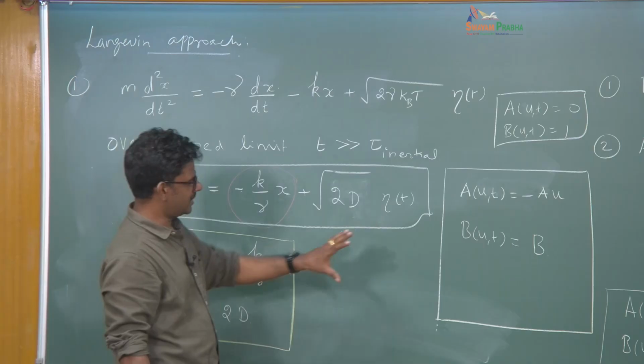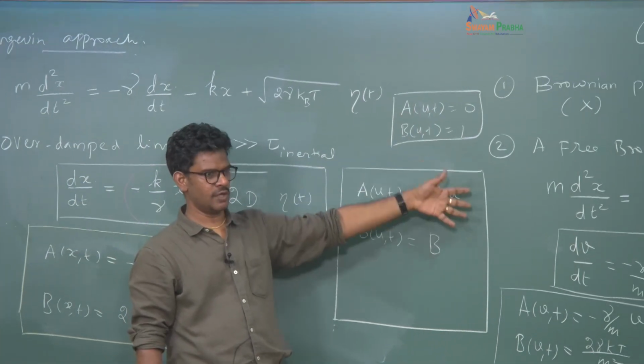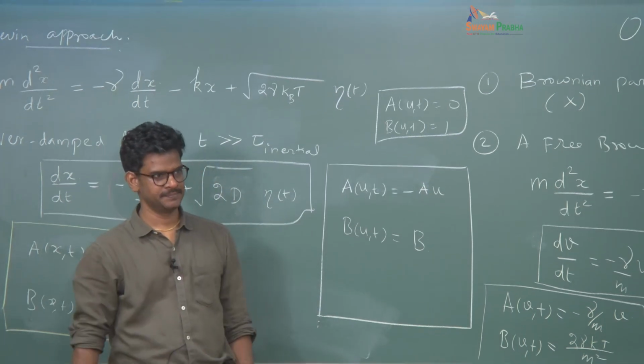So now we will take these as the characteristic functions, go to the Fokker-Planck equation, solve it and see the characteristics of the solution. What is it that we get from this?